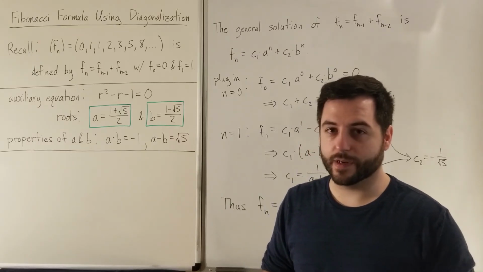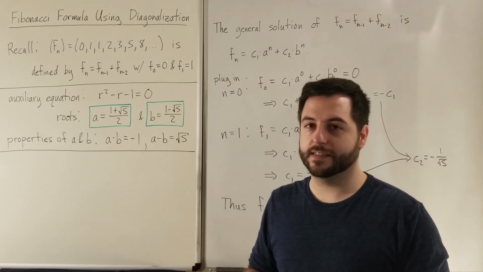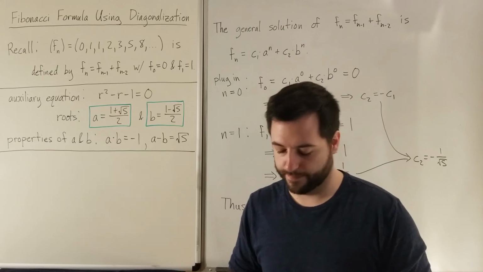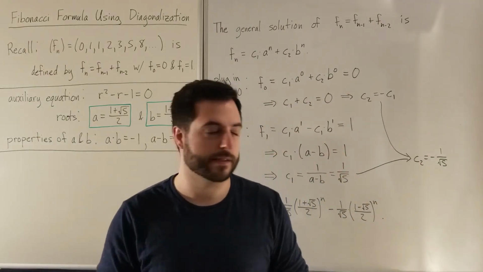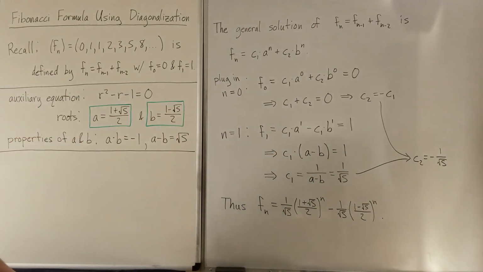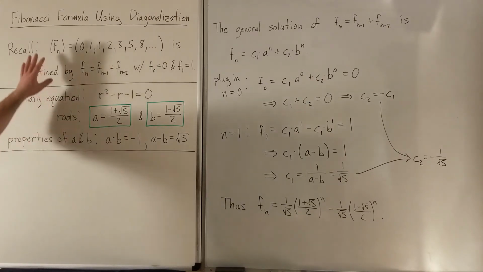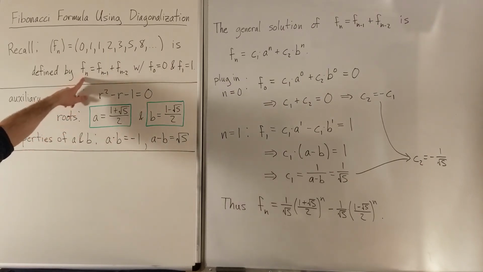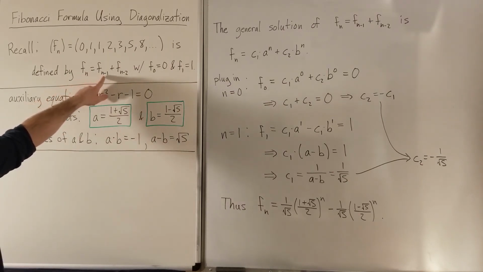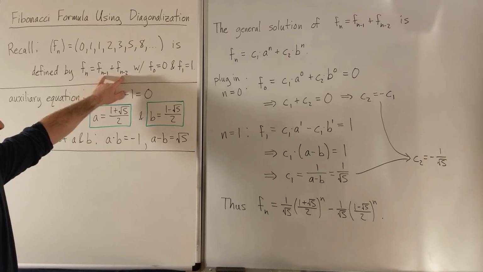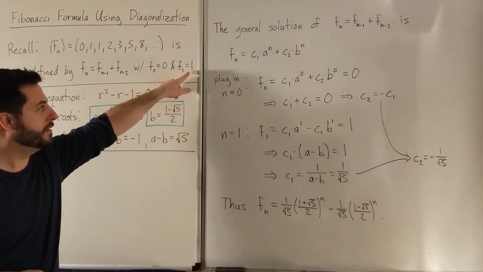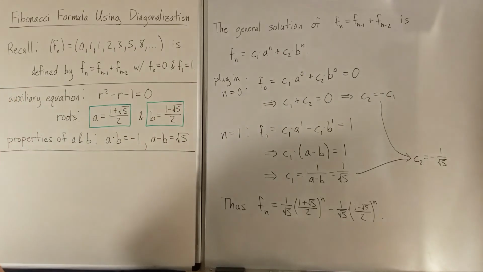Hi, in this video we're going to be talking about using diagonalization of matrices to solve linear difference equations, specifically homogeneous ones. And our primary example that we're going to be using is the Fibonacci numbers. So recall that the Fibonacci numbers, first few are right here, they're defined by this recurrence relation, f sub n is equal to the sum of the previous two terms, and then we set the 0th term to 0 and the first term to 1.